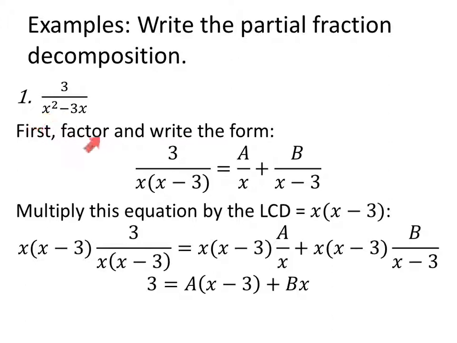We factor out the x. So we'll have 3 over x times (x minus 3). And then I use this to write the form. I have x as a linear factor, so A over x. I have x minus 3 as a linear factor, so plus B over (x minus 3). This was what we did in the first set of examples. Hopefully you're good to go.